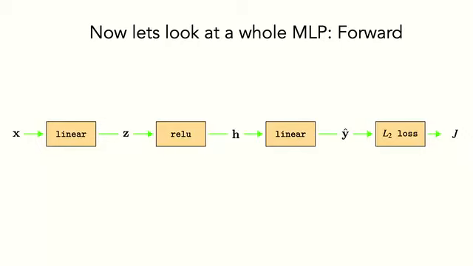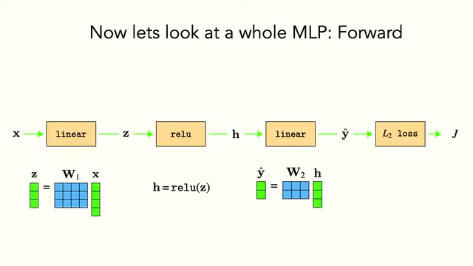Now let's look at a whole multi-layer perceptron. What happens when we put all these operations together? First, you have some linear layer. Then you have some activation function, in particular here, a ReLU. Then you have another linear layer, so now we have weights 1 and weights 2. And then you calculate some loss based on the difference between your output and the ground truth.